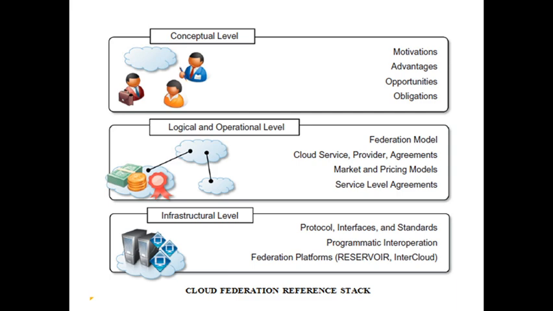Then we have the logical and operational level. Over here we finalize our federation model, that is, how the parties will be involved. Finally, what our model is, that is what we decide here. We talk about the cloud services, which services will be used in exchange. We talk about the different providers who will be a party to it, and we have to finalize that. We talk about agreements, how they will be managed, executed, drafted and finalized between different providers. What will those agreements be?